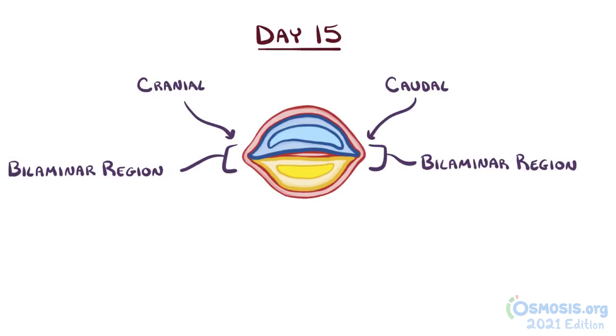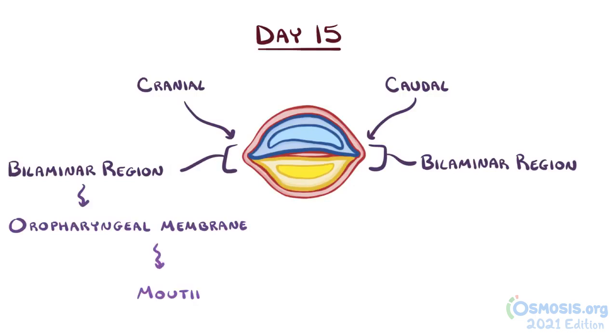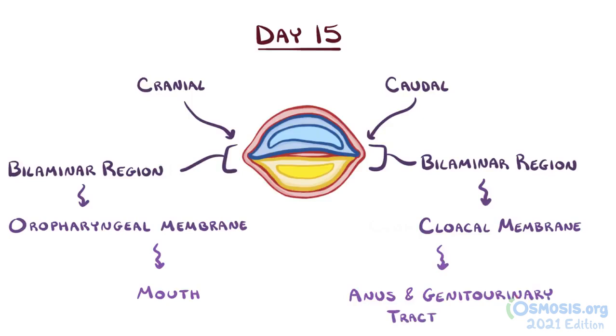The cranial bilaminar region develops into the oropharyngeal membrane, which eventually disintegrates in week 4 to form the opening of the mouth. The caudal bilaminar region develops into the cloacal membrane, which eventually disintegrates in week 7 to form the opening of the anus and genitourinary tracts.